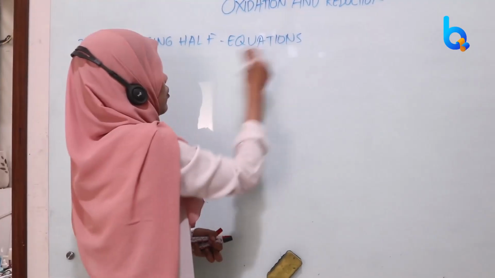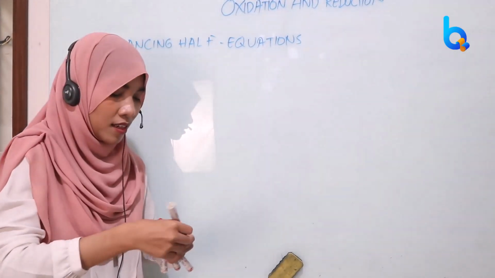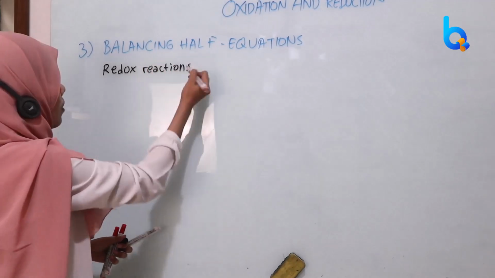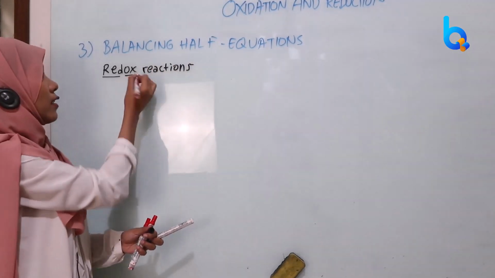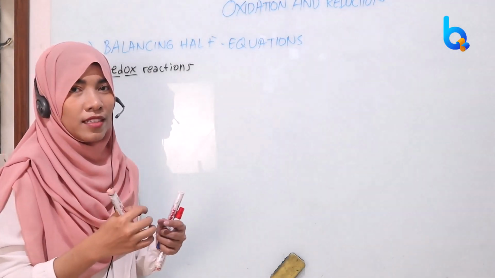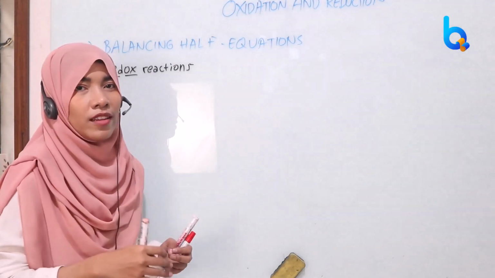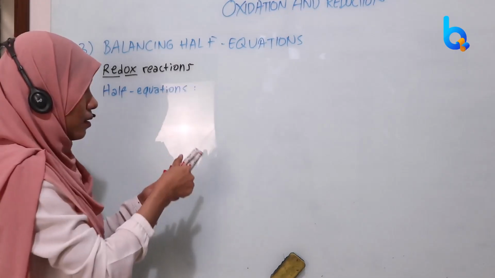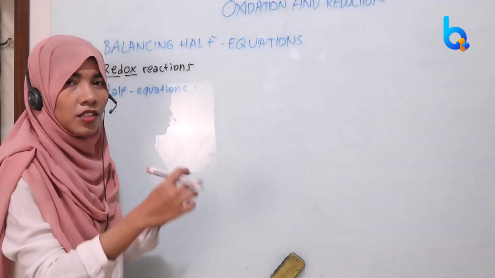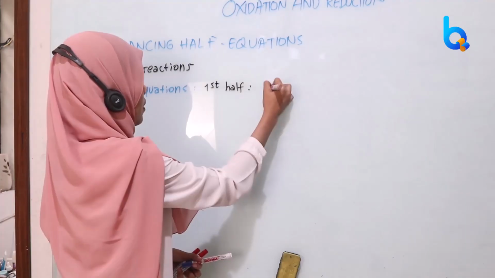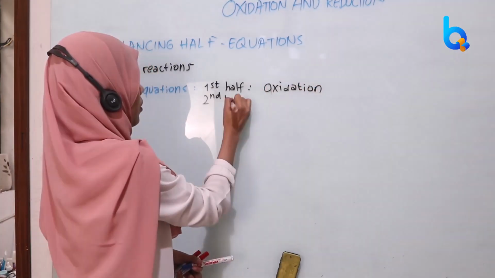Okay, so now let's discuss balancing half equations. There is a term here, half equation. So what is a half equation? As you know, redox reactions consist of a reduction process and an oxidation process in one reaction. So if we want to break this into reduction and oxidation only, we call this a half equation. So half equation means the oxidation and reduction processes are split up. The first half of the equation will be oxidation and the other half will be reduction.